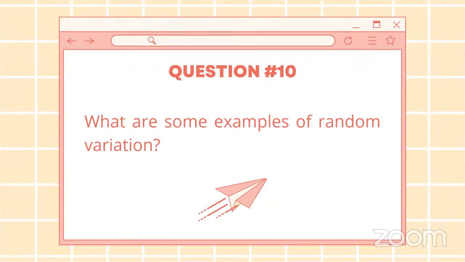Question number 10. What are some examples of random variation?